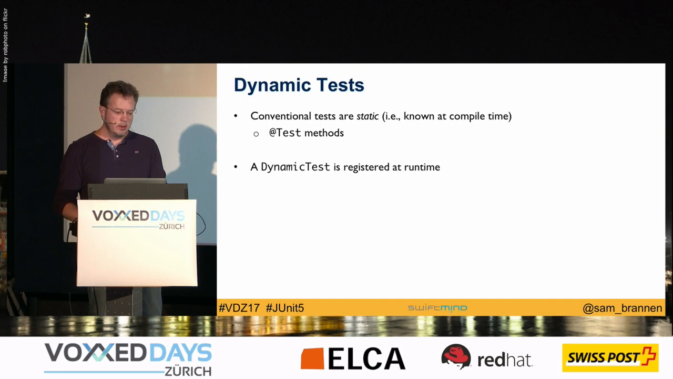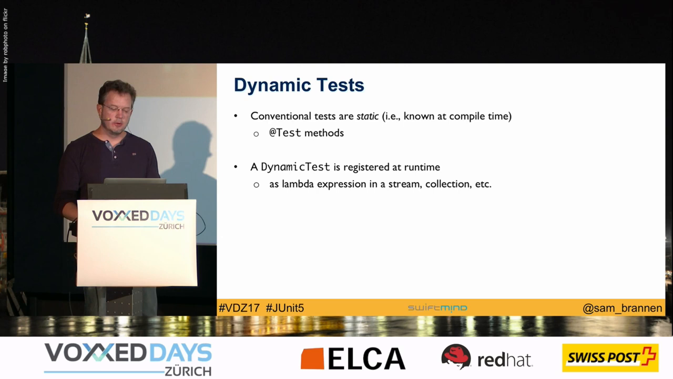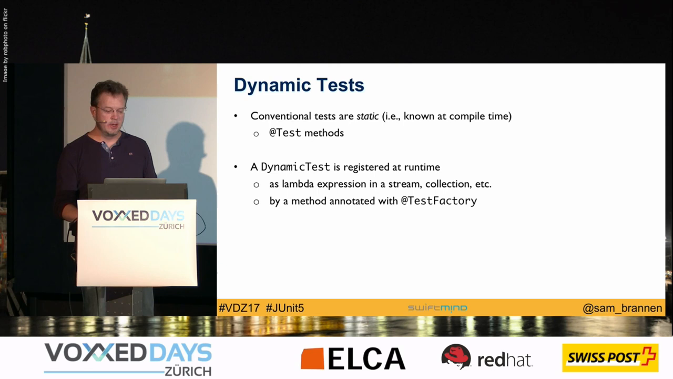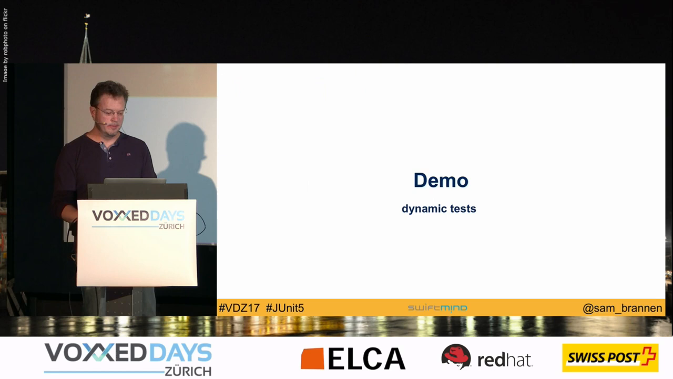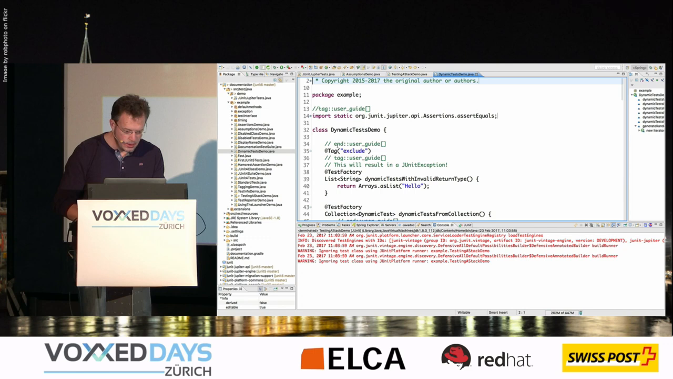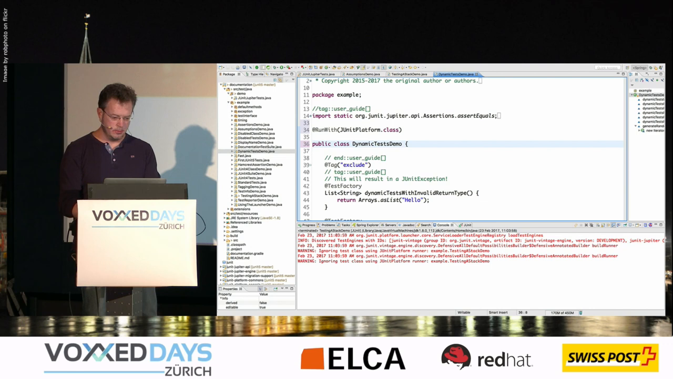Dynamic tests. So for that, instead of having a regular test method, you have a dynamic test or one or more that are registered at runtime as lambda expressions, like by returning a stream or a collection of these. And you annotate one of these methods with @TestFactory. So again, this is somewhat analogous to parameterized tests, except that you are actually generating the code on your own. And as for a demo, I will also take the one that we already have and just show some examples of what that might look like.